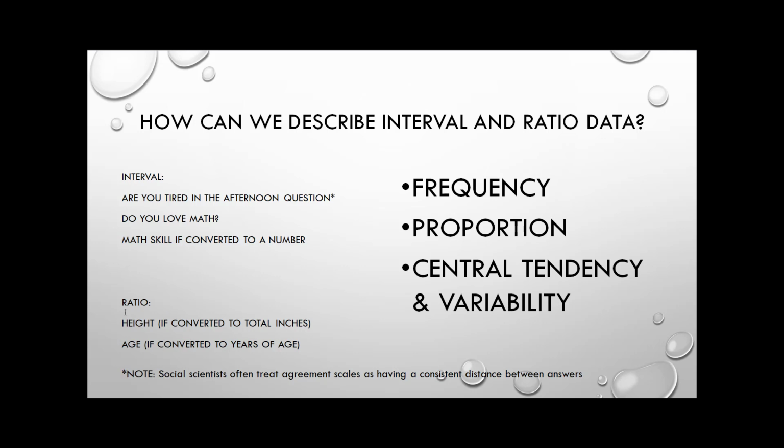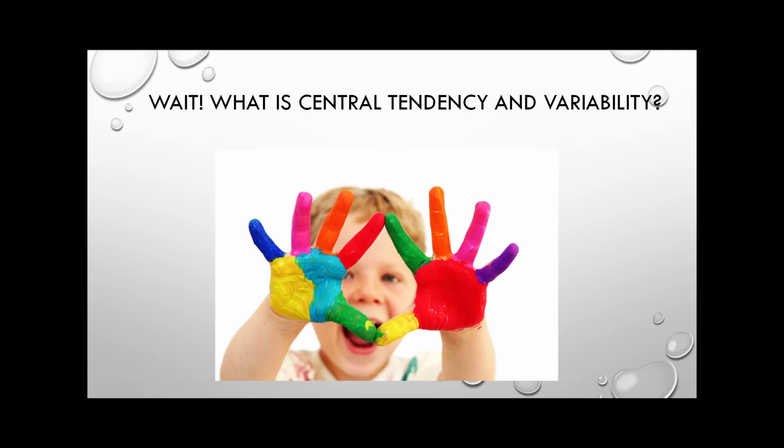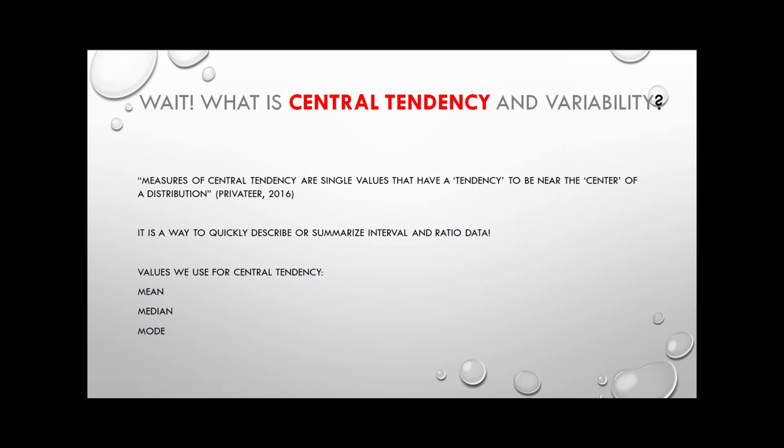What is central tendency and variability? Let's take a step back and look at that real quickly. Central tendency is the measure of single values that have a tendency to be near the center of a distribution. It is a way to quickly describe or summarize interval and ratio data, and values we often use for central tendency are the mean, the median, and the mode. Let's talk about each one of those.